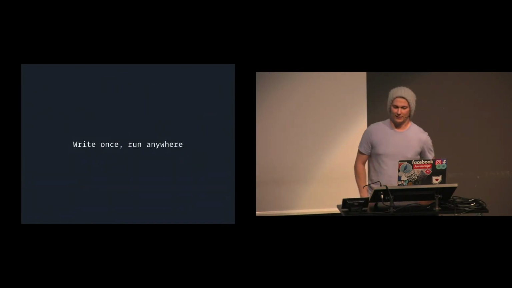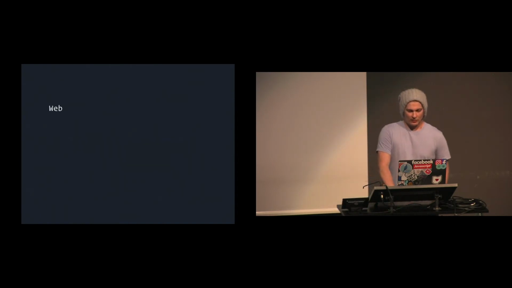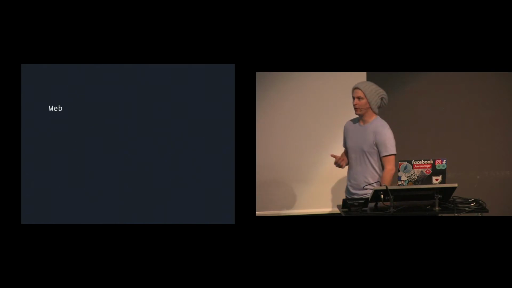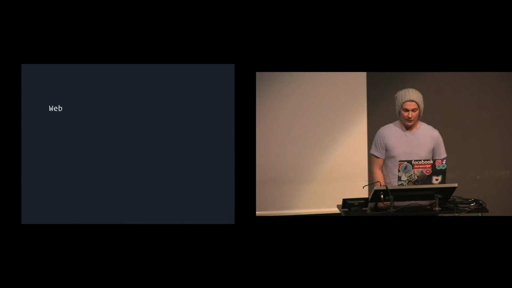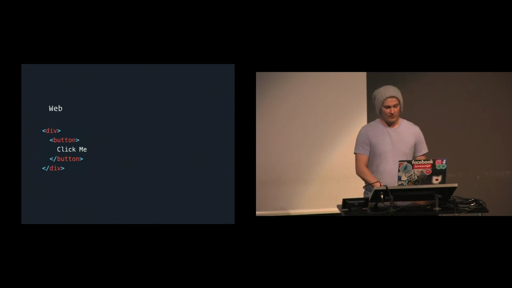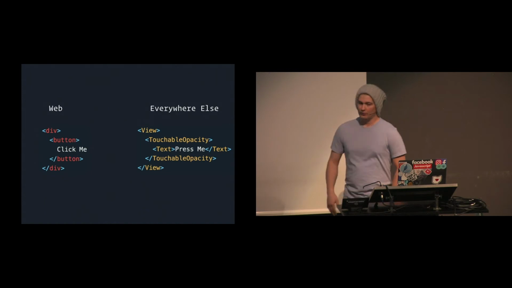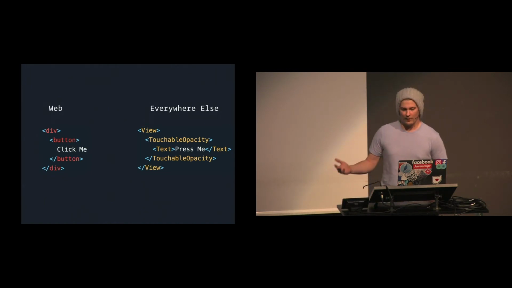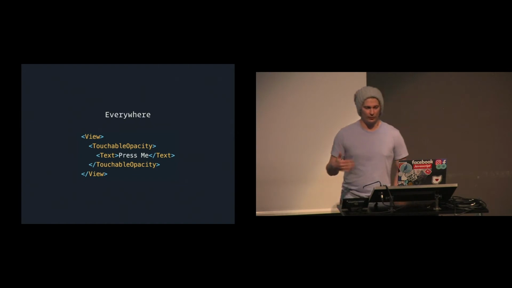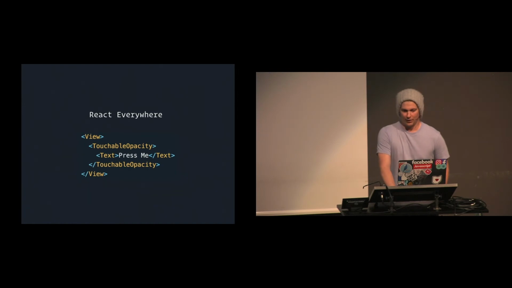But this talk is about write once, run everywhere. So what's blocking us from writing once? Well, on the web, our React code looks like this. You have divs, buttons, some text, and everywhere else, we use views, touchables, text components. And in order to write once and run everywhere, we need it so that you can use this view, touchable, text components everywhere. And then we can run React everywhere.